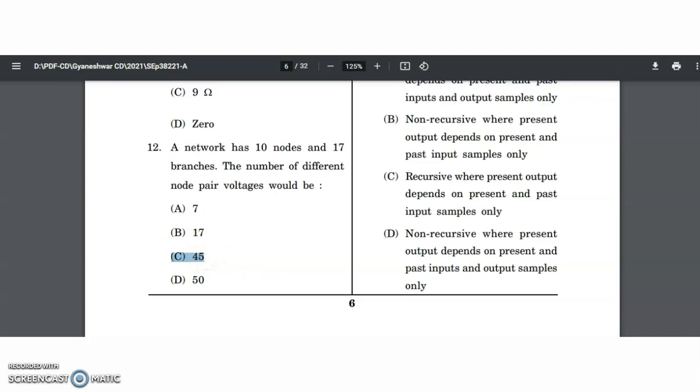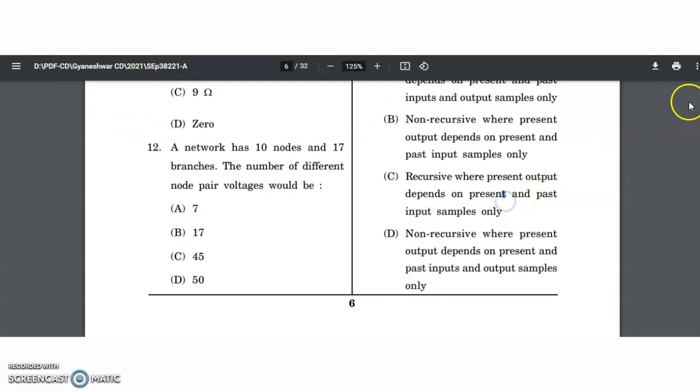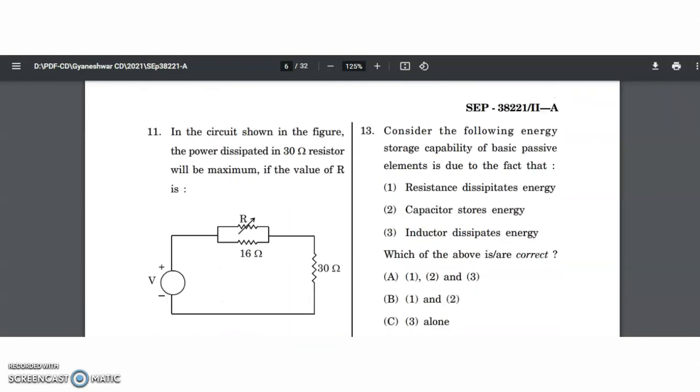Apart from this one, you should know all the concepts regarding network graph theory: the tree, co-tree, twigs and links, and the number of branches with a given number n. And what about the incidence matrix, cut set and tie set matrix, and what is the rank of all these three matrices? So get the concept of all these things, guys. Very, very important.